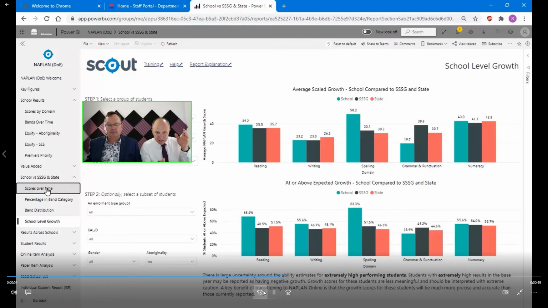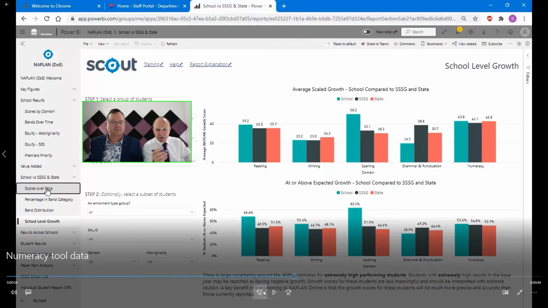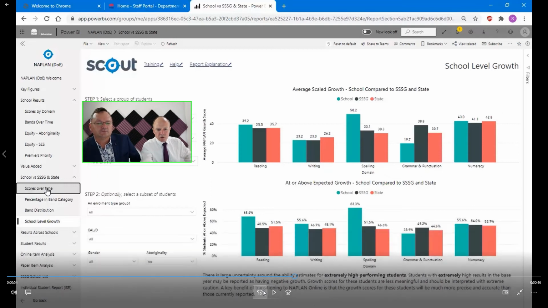Scores over time. This is a secondary example, Steve, and there's two here. There's two representations of information on this page. The first one is average scaled growth. Yep. And the second one is at or above expected growth.